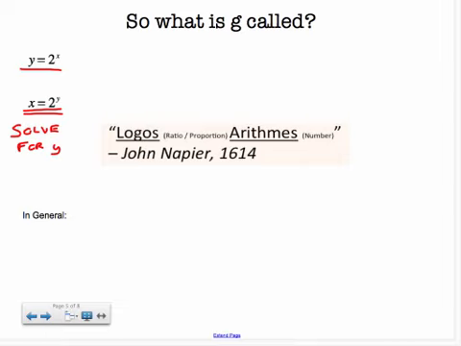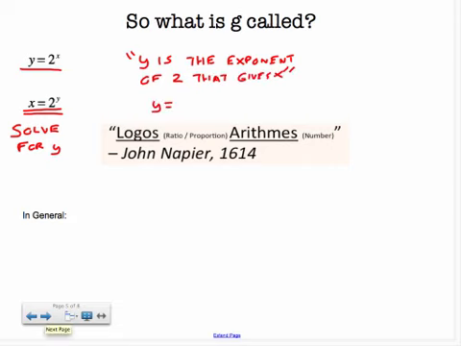So you might try to translate this and say, okay, in English I would say y is the exponent of 2 that gives me x. That's how I might try to translate what I have over here when I say x equals 2 to the y. Okay, y is the exponent of 2 that gives me x. And if you try to translate into mathematics, you might say y equals exp for exponent, and maybe you put a 2 down here to stand for the base, and then you're going to put the x up here to stand for the answer. And that would be a reasonable approach to naming this new function.